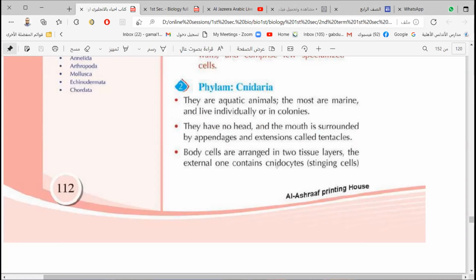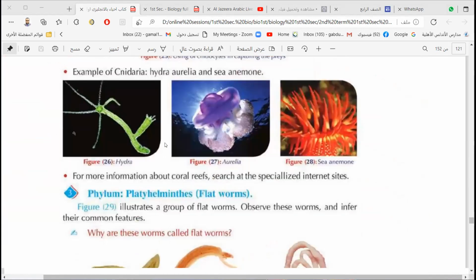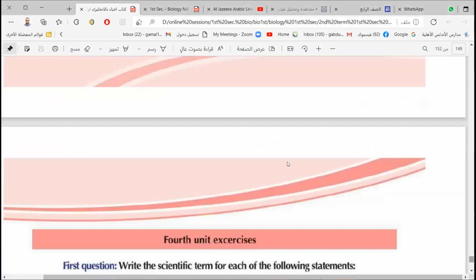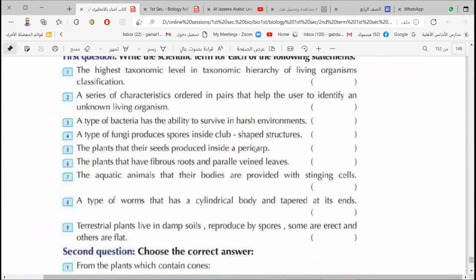This is the answer of our question. They have stinging cells. So the answer is what? The answer of our question is what? Cnidaria. Cnidaria, like hydra and Aurelia, hydra and Aurelia, or the jellyfish. Okay, let's go back to the exercise. Okay. Let's go to number 8.